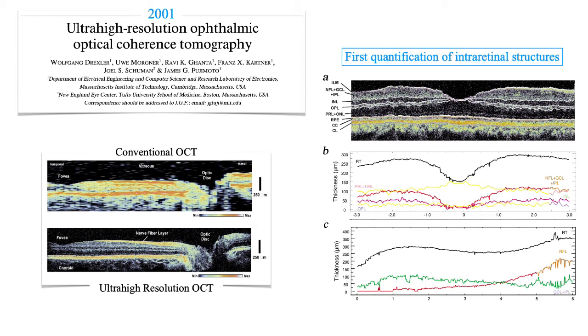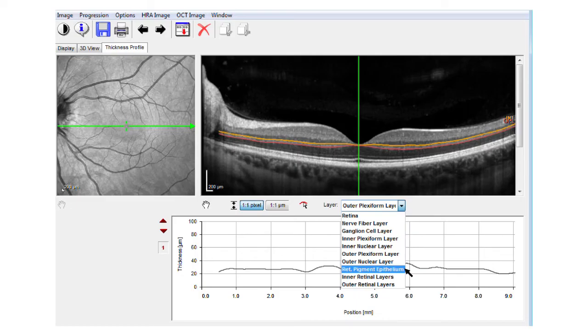Well, in 2001, using a sort of prototype OCT device, the group of James Fujimoto published for the first time the first quantification of intraretinal structures. So it was the first approach. Of course, if you see from the scan, the quality was not so high, and it was difficult also to differentiate the layers.